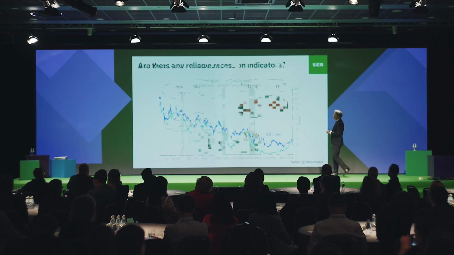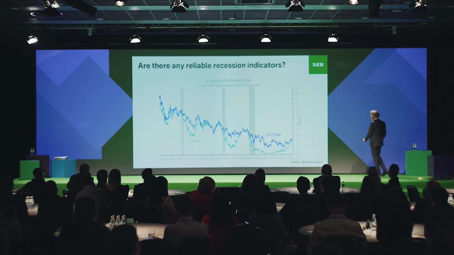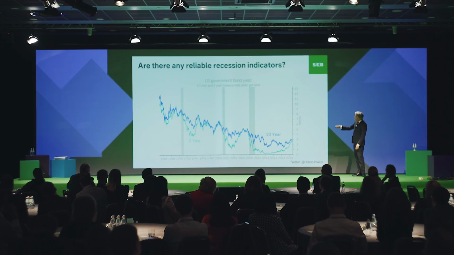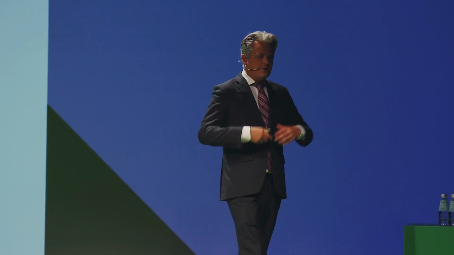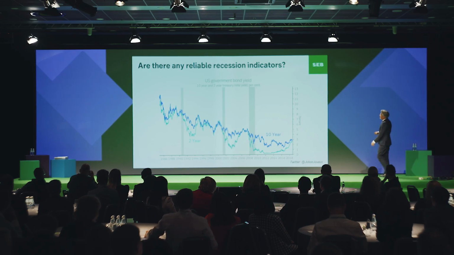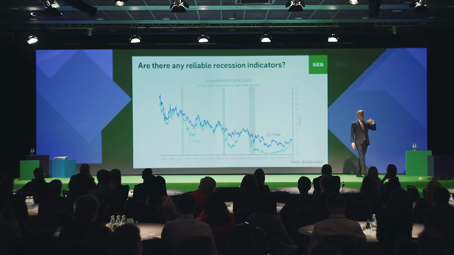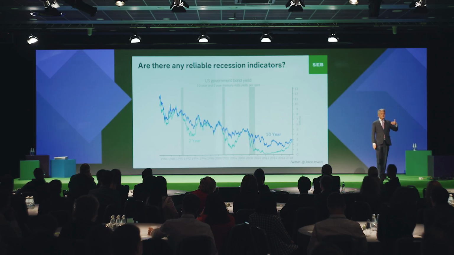Okay, let's go back to the recession. Are there any reliable recession indicators? Well, there are, actually. One of them has to do with the fixed income market. And this is US 2-year interest rates and 10-year interest rates. And the normal pattern is that 10-year interest rates are always higher than 2-year interest rates, just as your mortgage, right? But at certain intervals, this actually switches. So 2-year interest rates rises above 10-year interest rates.